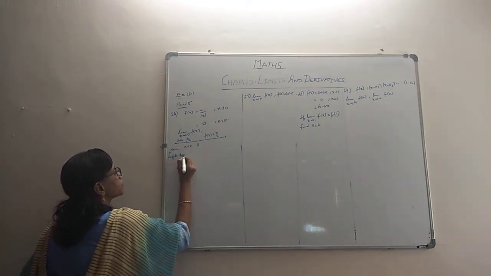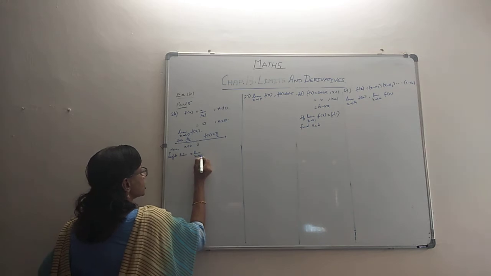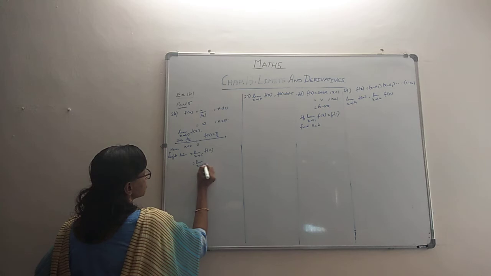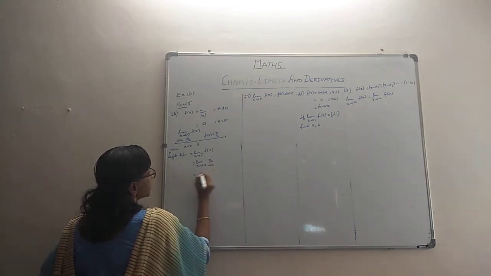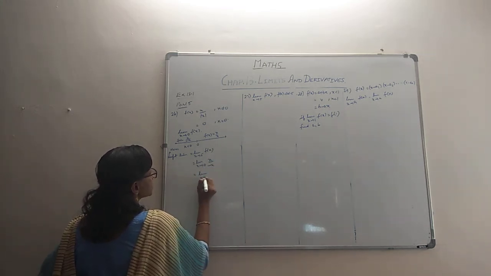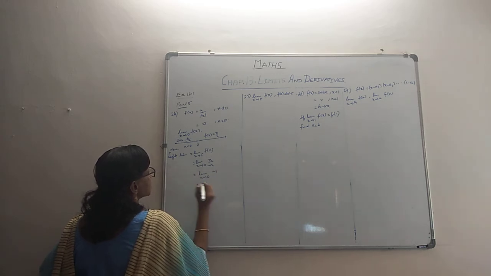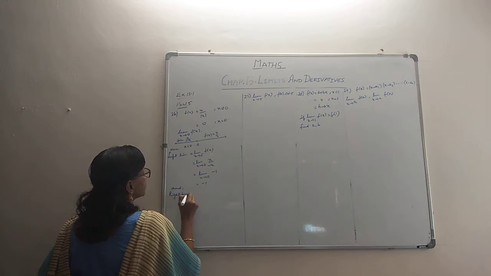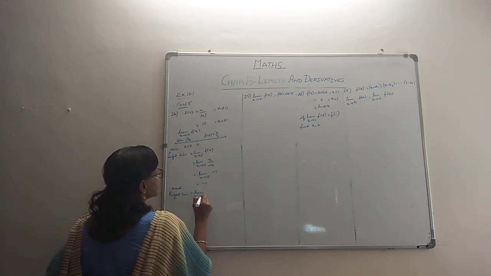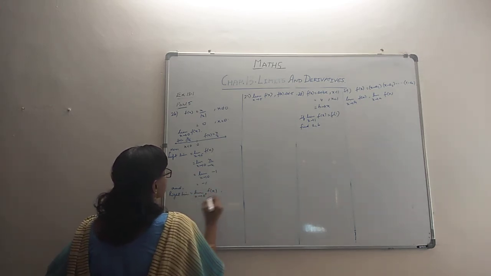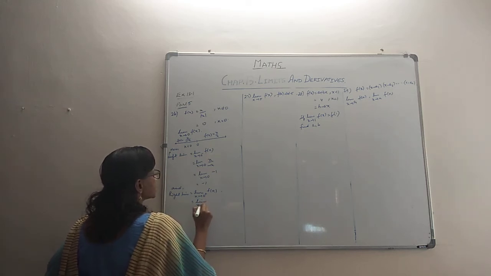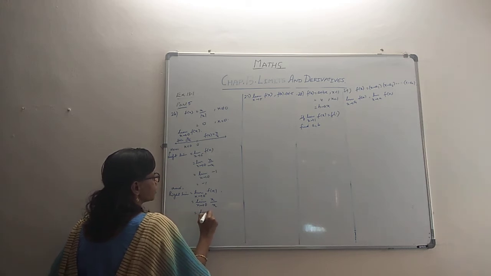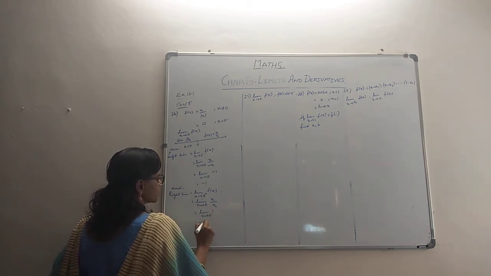Left limit is limit as x tends to 0 from the negative side f of x, which by formula is x by minus x, and that net effect is limit as x tends to 0 of minus 1, which is minus 1. And right limit is limit as x tends to 0 plus f of x, that is limit as x tends to 0 of x by x. So that's 1. Limit as x tends to 0 of 1, which is 1.